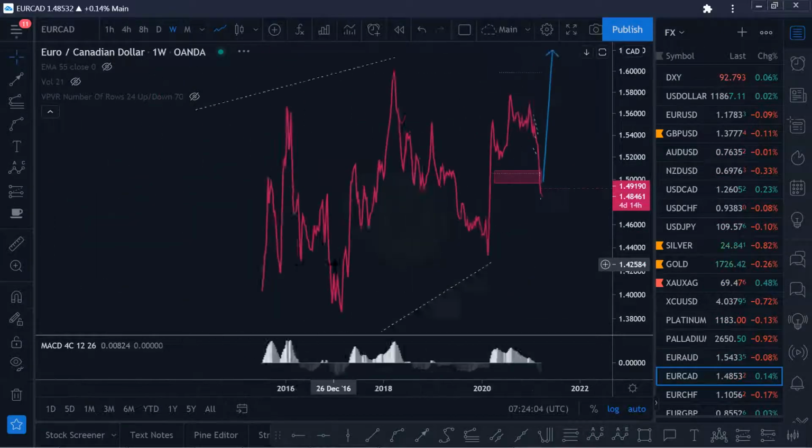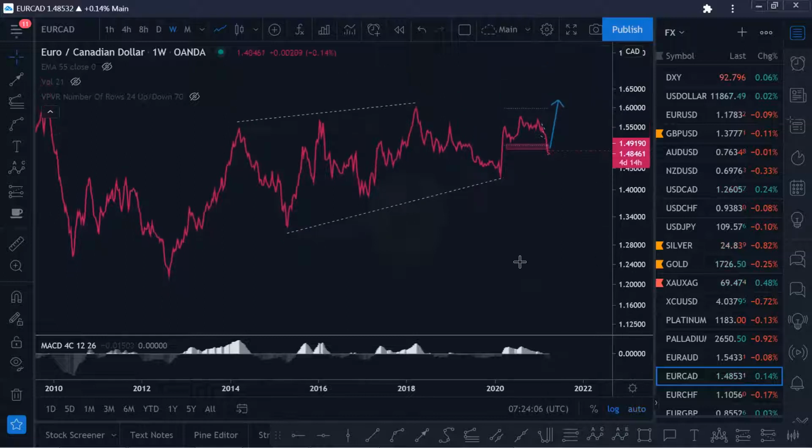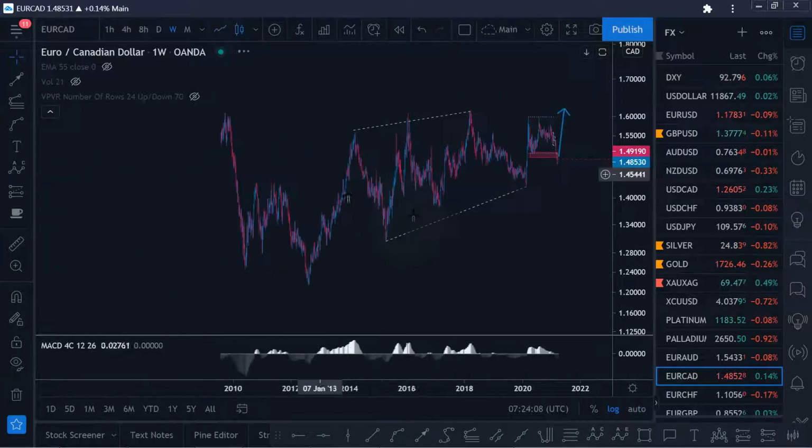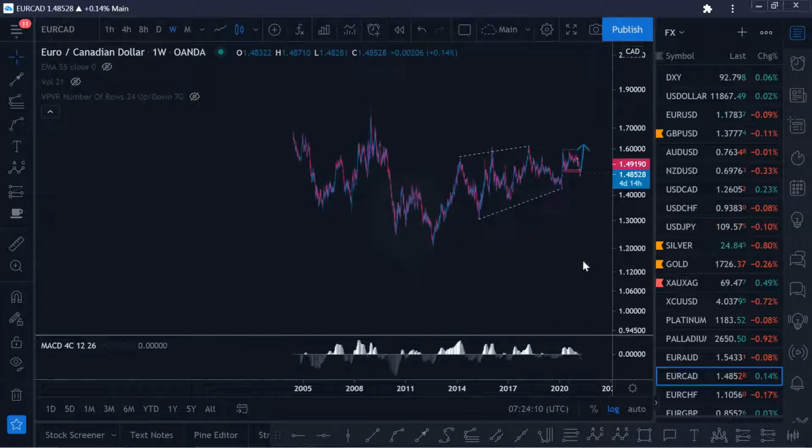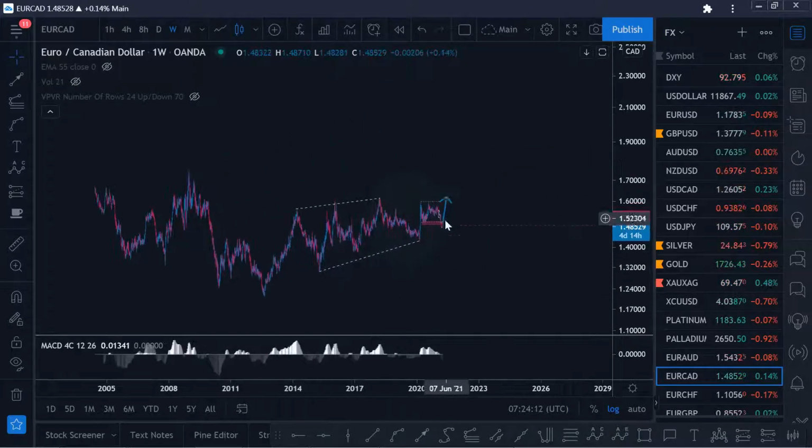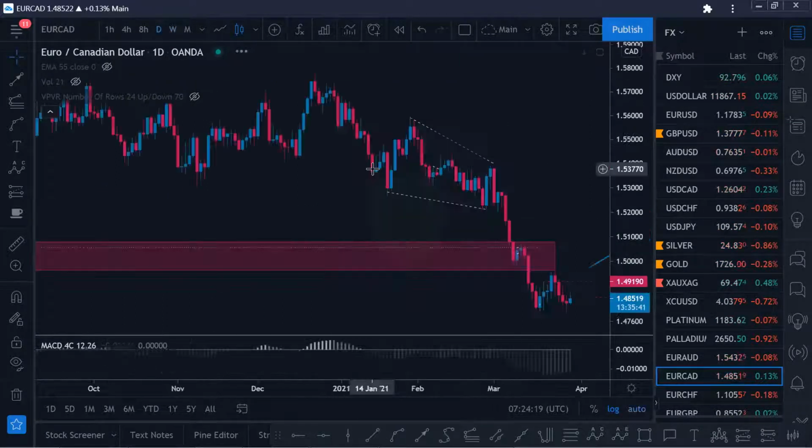Euro Cad is another one that's been kind of strange price action. But what I suspect moving forward in the Euro Cad is along the lines of a continuation to the upside, euro strength against the CAD, especially as oil starts to fall moving forward.